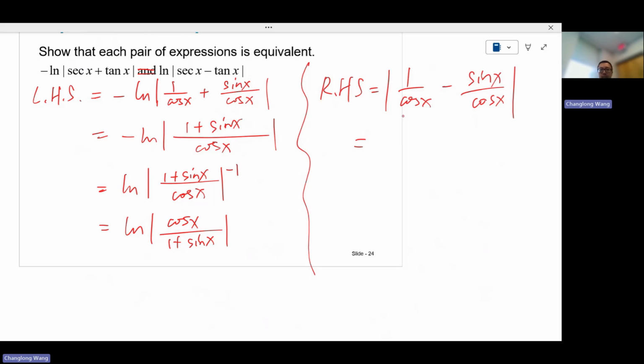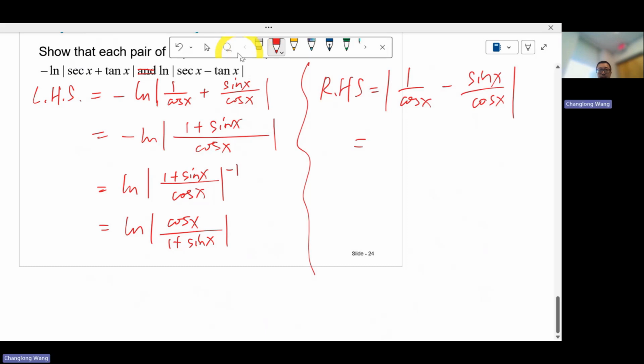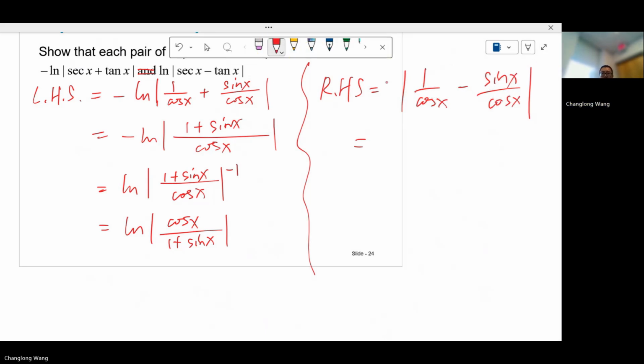Oh, sorry, my bad. Missing the log. Bear with me. There we go, we have the natural log. Don't forget that. Okay, so we subtract the fractions by subtracting the numerators, 1 minus sine over cosine.